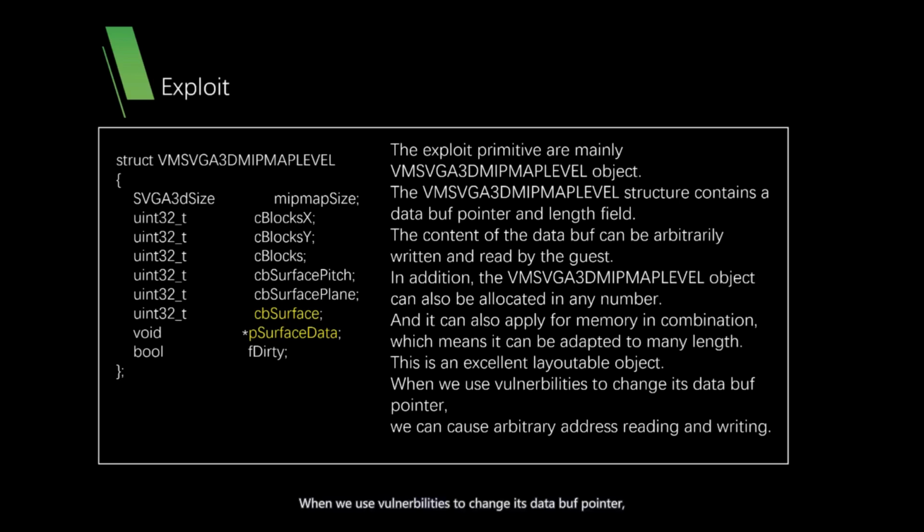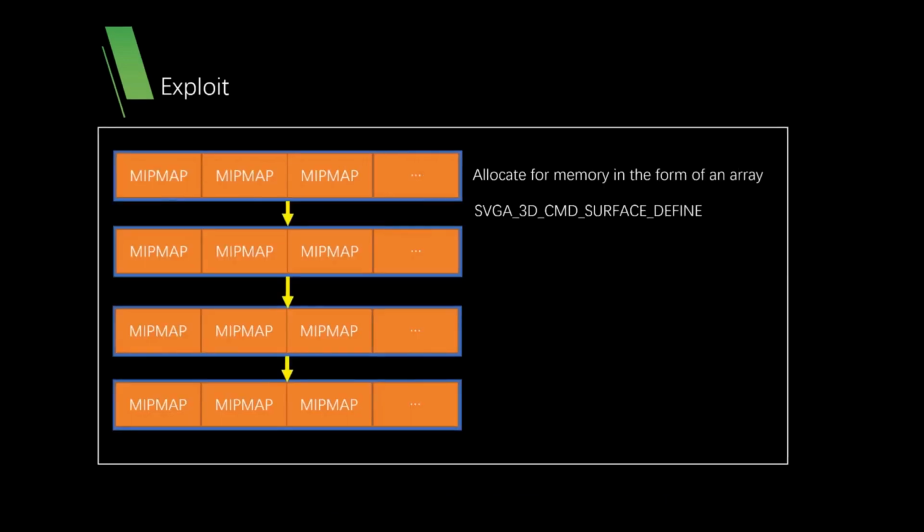When we use vulnerabilities to change its data buffer pointer, we can cause arbitrary address reading and writing. The SVGA 3D command to apply for this object is SVGA 3D command surface define, and the SVGA 3D command to read and write data is SVGA 3D command surface DMA. The next thing becomes very easy.